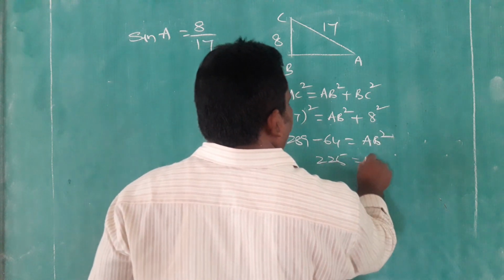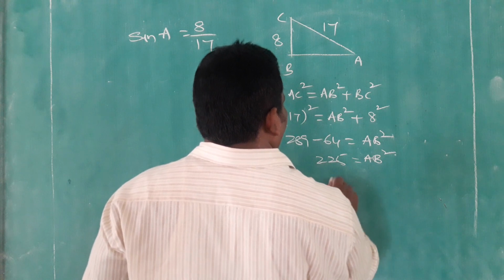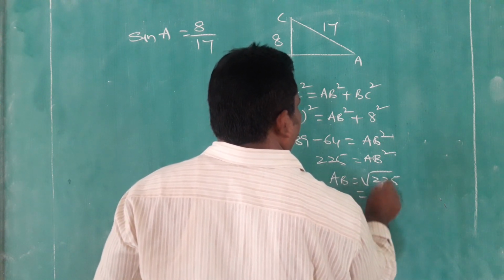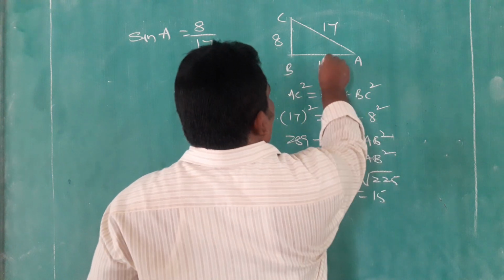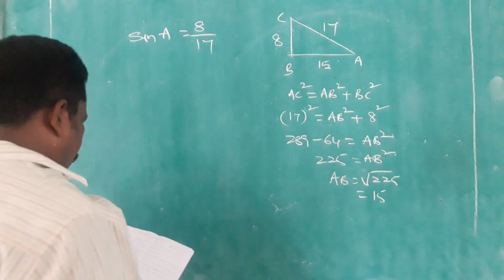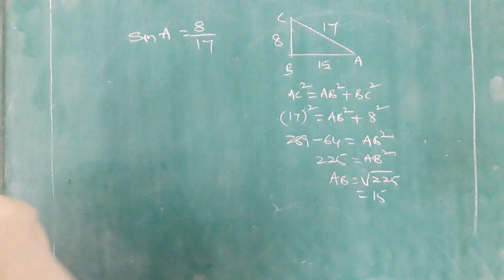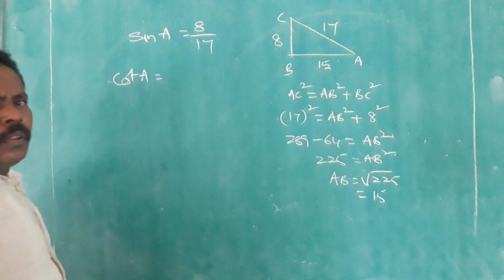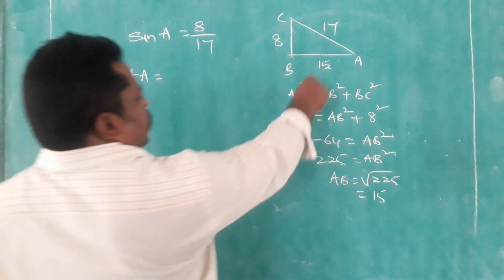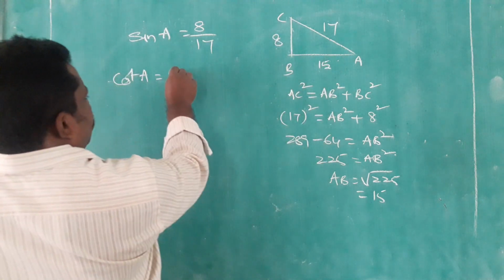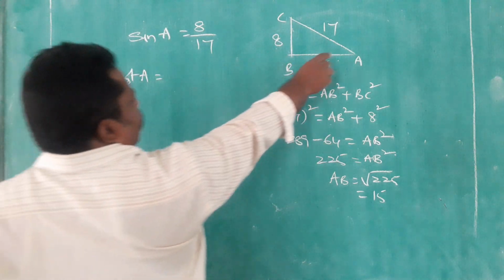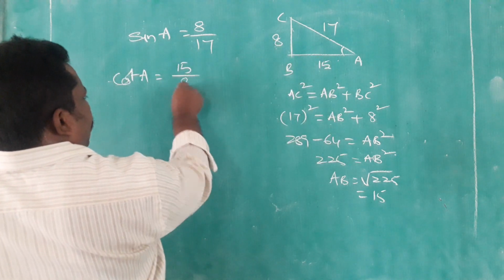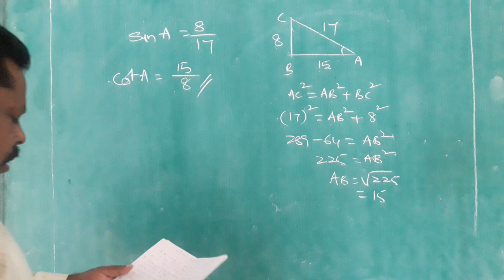225 is equal to AB square. AB is equal to the square root of 225, which is equal to 15. This value is 15. Therefore, in this case, we should find out cot A. Cot A is equal to adjacent side by opposite side. 15 by 8 is the answer.